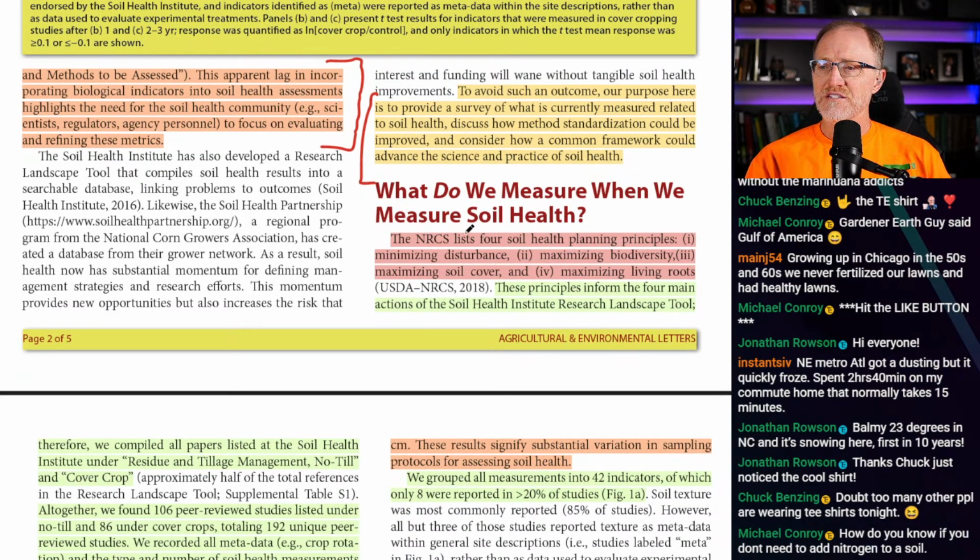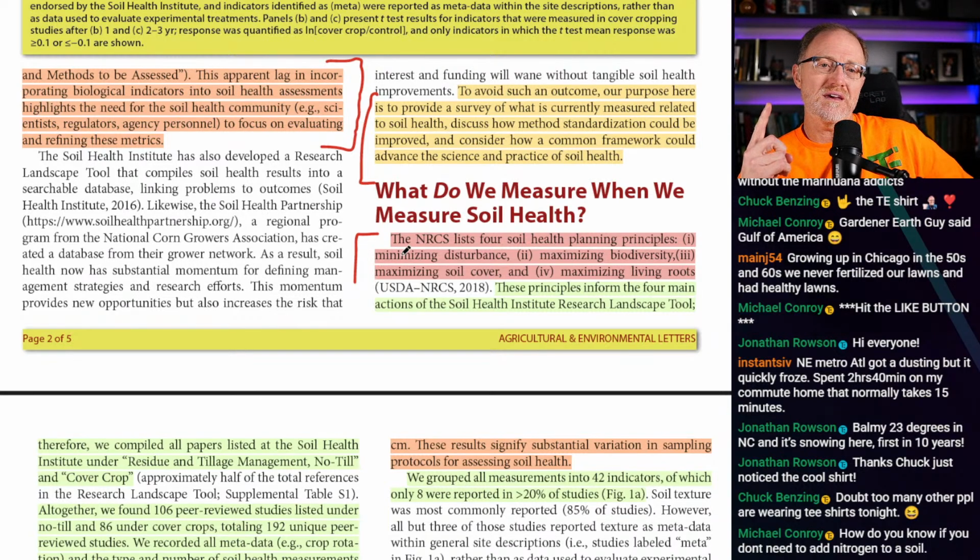The NRCS lists 4 soil health planning principles: minimizing disturbance, maximizing biodiversity, maximizing soil cover, and maximizing living roots. Now, name me any species of plant other than Poaceae, so let's say family of plants, that is better at that than grasses.